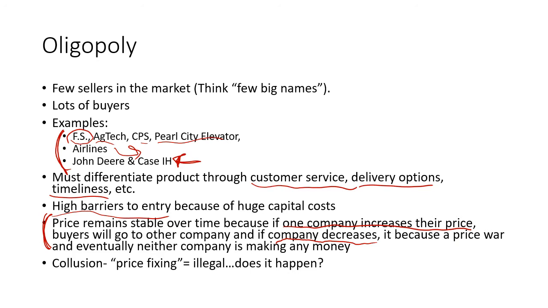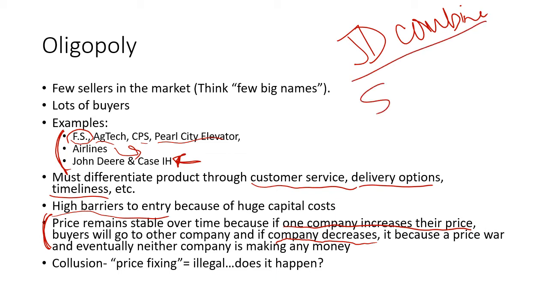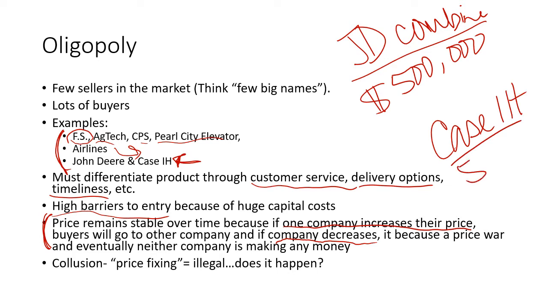Now, how do companies prevent this? So let's try to do an example here. Let's say that a brand new John Deere combine is $500,000. Let's say a Case IH is $500,000.